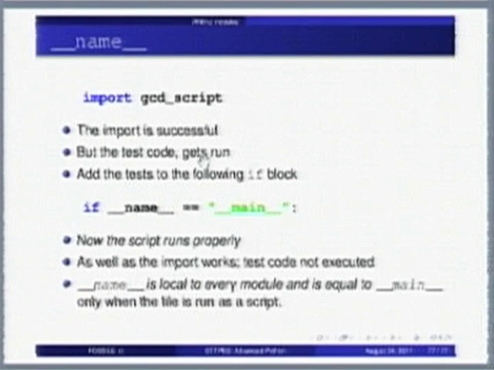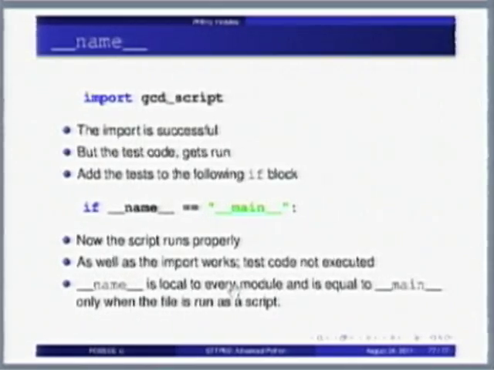So that is what this slide is saying. When you do import GCD script, the import is successful, but the code gets run. Add the test to the following if block, and now the script will run properly, as I had explained. Basically, name is local to every module and will be set to either the module name or to main, depending on if it is run as an executable Python file or imported as a module.